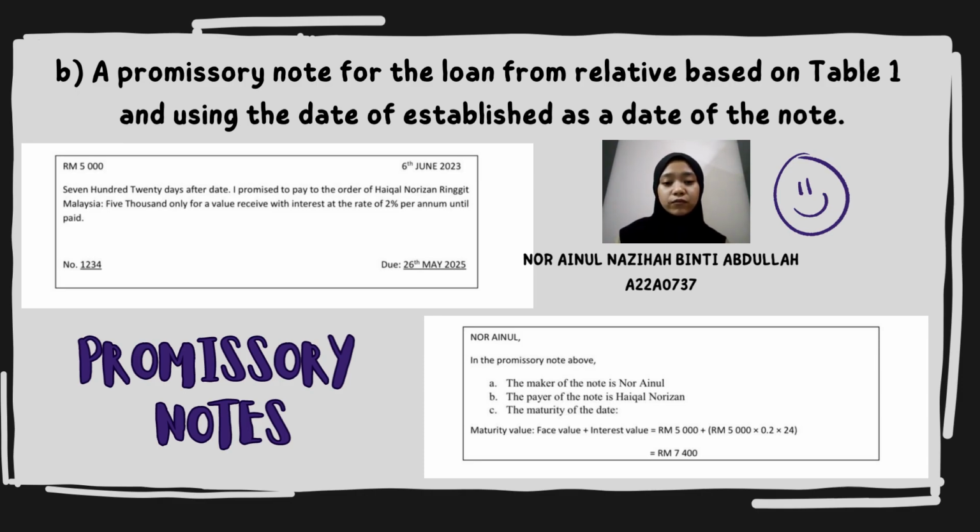Our business has to pay it to Mr. Haikal Norizan with an interest rate of 2%. After making the calculation, the maturity value is equal to the face value, which is 5,000 ringgit, plus the interest value. The interest value is 5,000 ringgit multiplied by 2% and also multiplied by 24 months. So the maturity value is 7,400 ringgit.